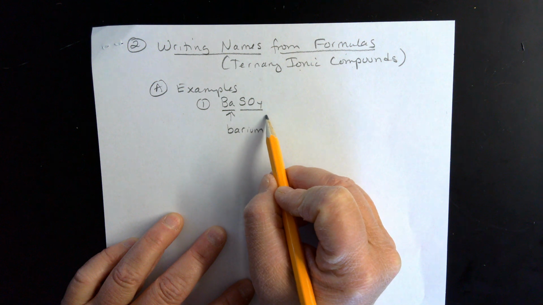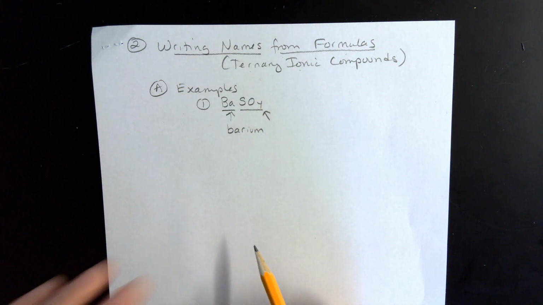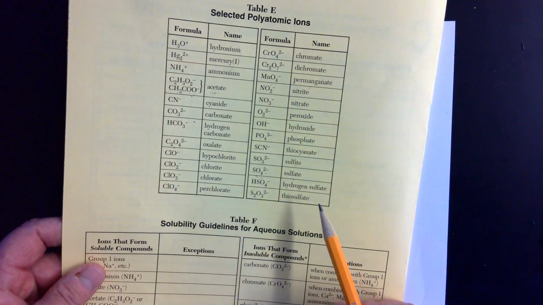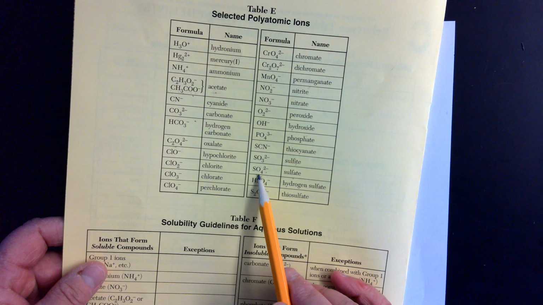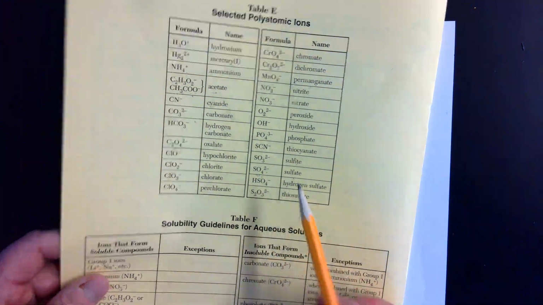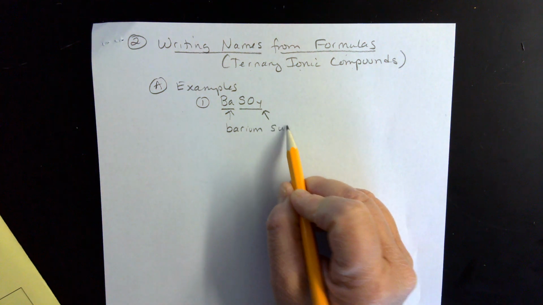So now all we need to do is name the second part of this substance, and SO4 is a polyatomic ion. So we're going to go find the name on reference table E. And so I spot SO4 right there, and it is called sulfate. So this is barium sulfate.